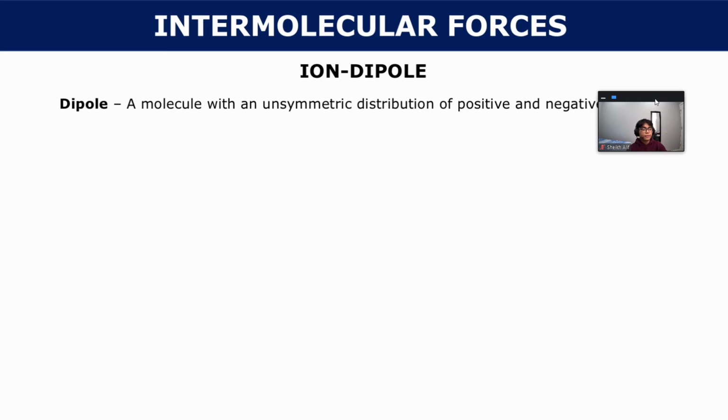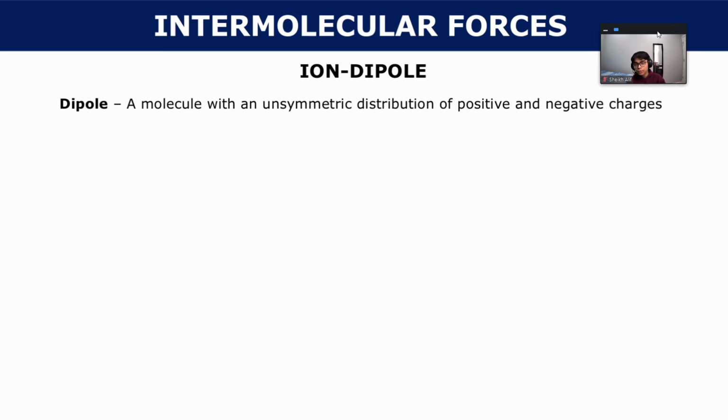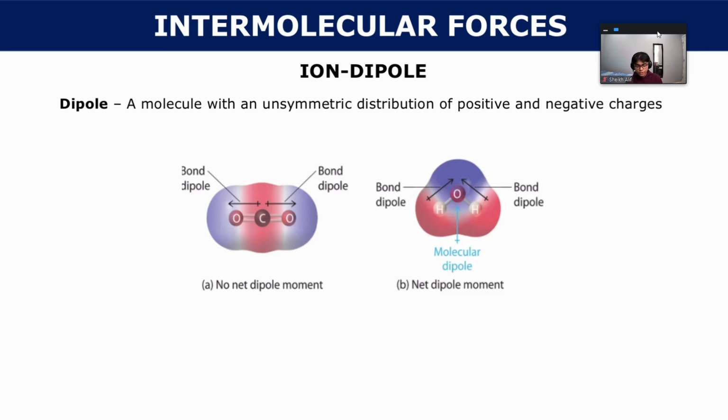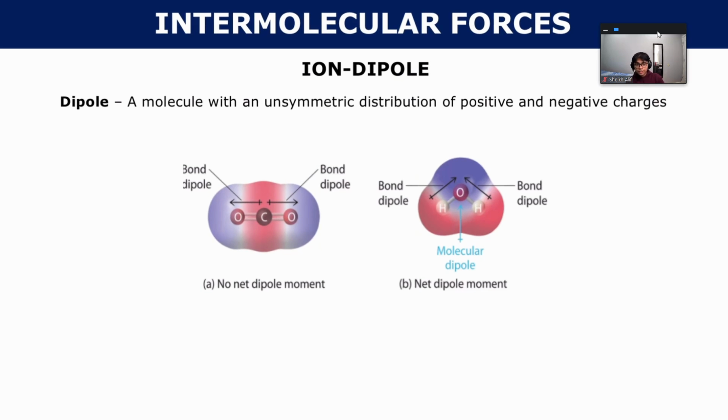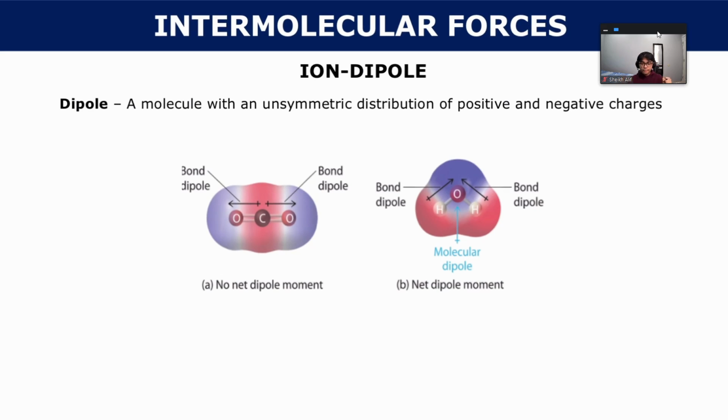So what is a dipole? A dipole is a molecule with an unsymmetric distribution of positive and negative charges. Let's take a look at both these diagrams. In this diagram, you see that the oxygen is going to pull on electrons from the carbon. But the thing is, there's an oxygen on both sides, meaning the pull is the same.